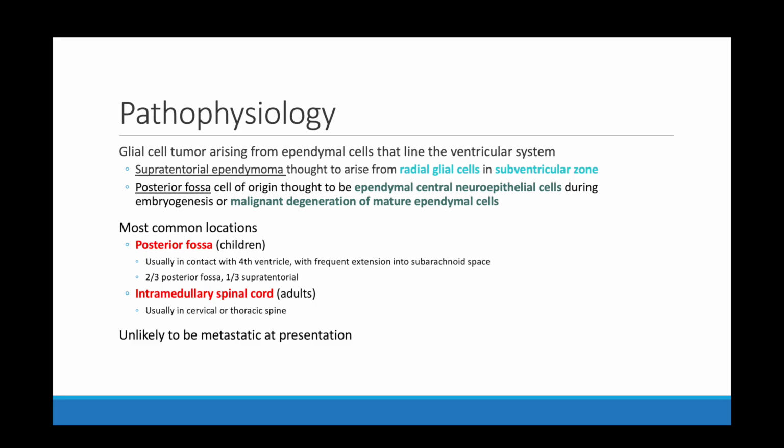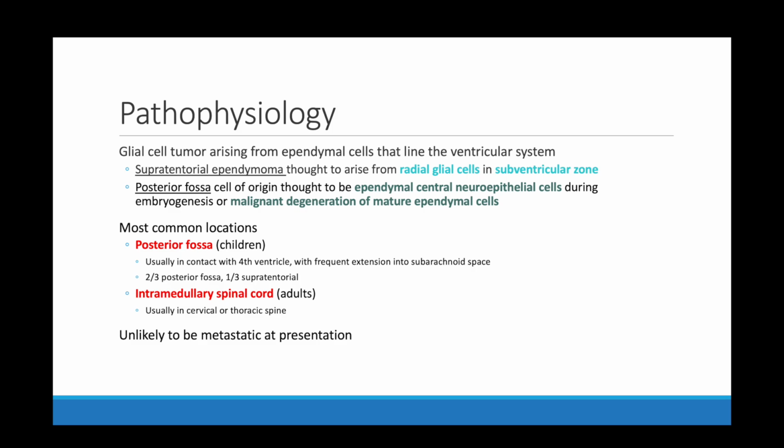That brings us to the deeper pathophysiology of ependymoma. As we said earlier, it's thought to be a glial stem cell tumor. It arises from ependymal cells that line the ventricular system. Supratentorial ependymomas can arise from radial glial cells in the subventricular zone. About 1/3 of the time, we might see supratentorial ependymomas, but more commonly, 2/3 of the time, ependymomas are located infratentorially or in the posterior fossa.